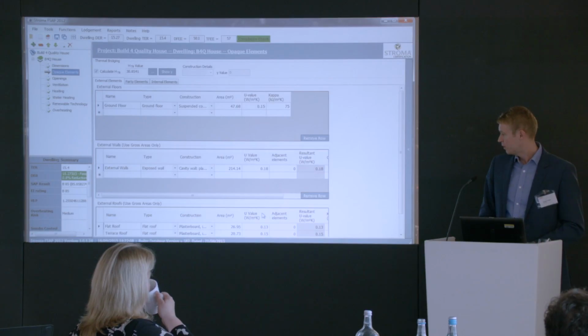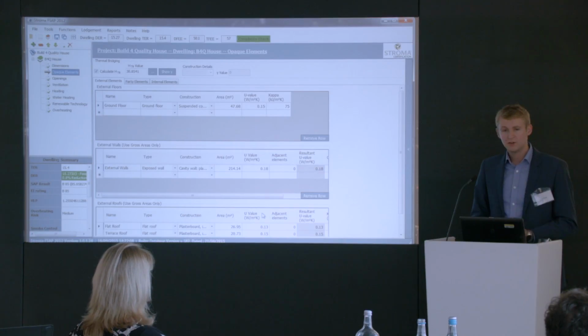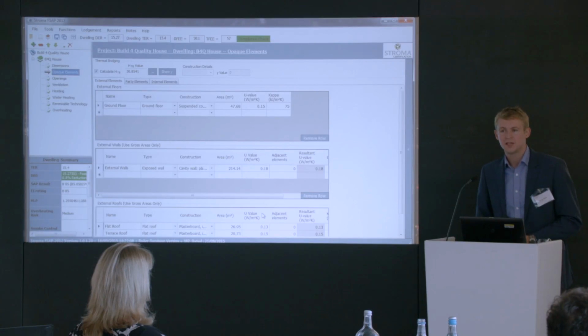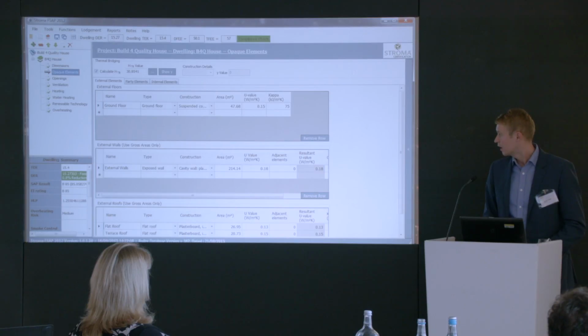And then onto the roof, we have two different U values here. We've got a flat roof and also a terrace in this property, and we can split that out and apply different U values there. So those are our fabric U values.